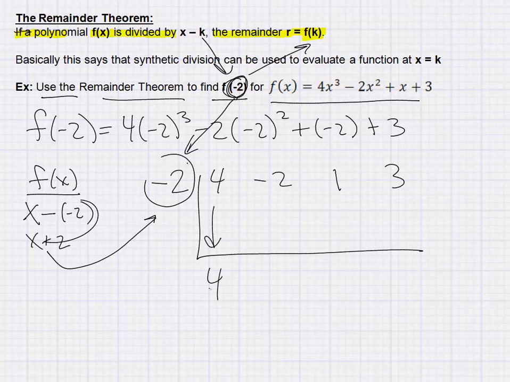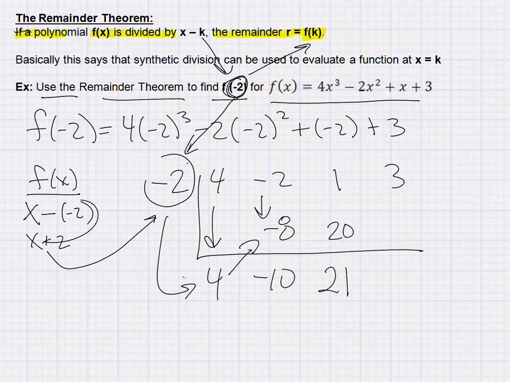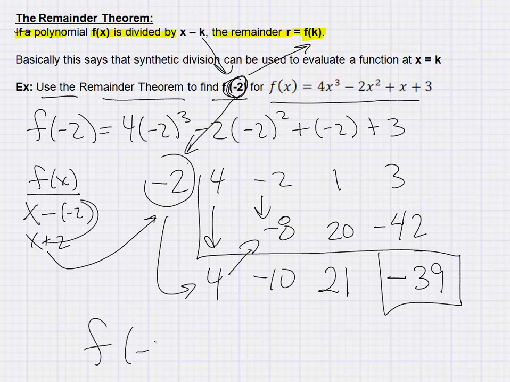So bring down the 4, multiply, I get a negative 8. Add straight down, I get a negative 10. Multiply again, I get a 20. Add, I get a 21. Multiply again, I get a negative 42. Add again, I get a negative 39. The last number in the row is your remainder. So what does that tell me? f of negative 2 equals negative 39.